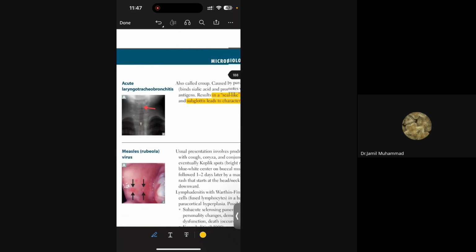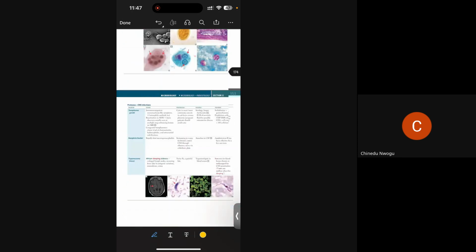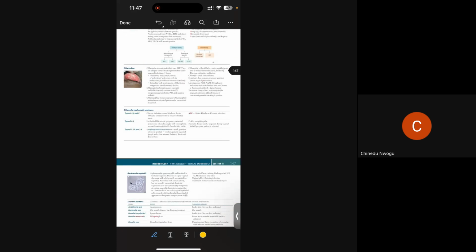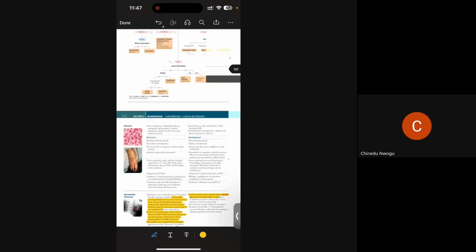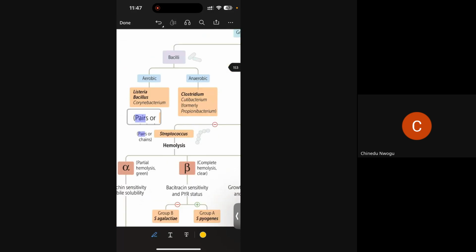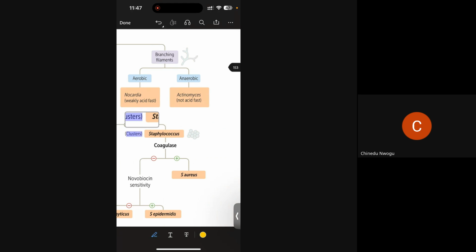Which one is in clusters and which one is in chains? Staph is in clusters and streptococcus is in chains. Yes, Staph aureus is in clusters. Staph means grape-like. Strep pneumo is in chains, or it is diplococci. Streptococcus is either pairs or chains. Staph aureus is clusters. So we are sure the specific bacteria we are talking about in this question is Staph aureus, right?